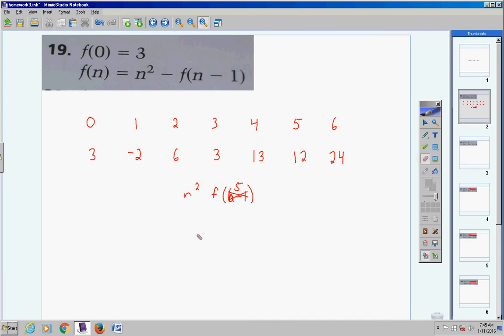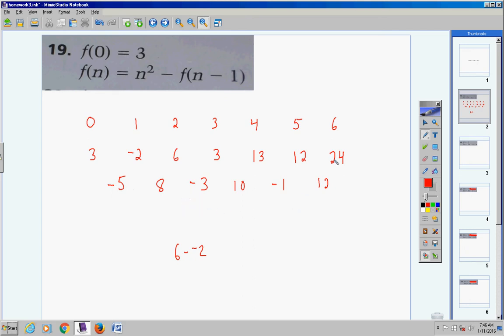All right, so let me check my answers real quick. I really should have been checking them as I went along, like I've taught you guys to do. Everything looks good. Now we're going to find the first differences. 24 minus 12 is 12, 12 minus 13 is negative 1, 13 minus 3 is 10, 3 minus 6 is negative 3, 6 minus a negative 2, be careful, that's 8, and negative 2 minus 3 is negative 5.